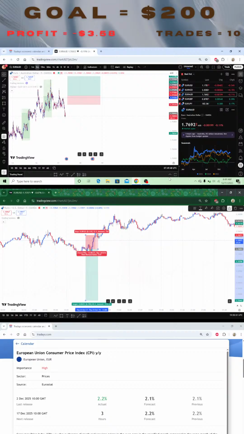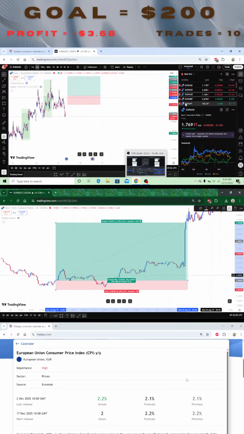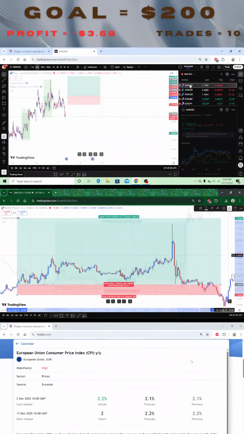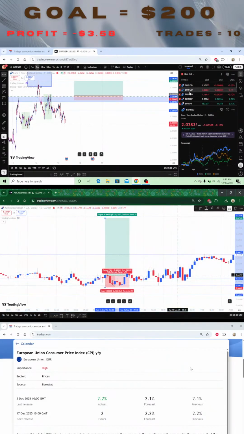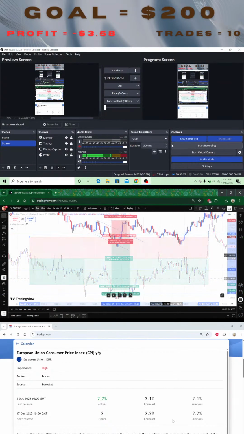So we are done for today. The only thing we're waiting for is these three entries: Euro USD, Euro NZD, and Euro AUD. So stay cool.